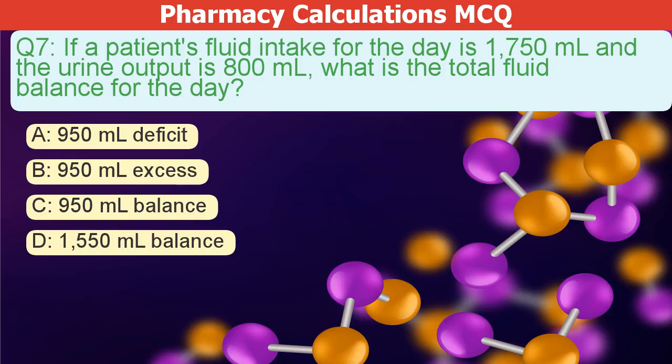A patient's fluid intake is 1750 milliliters, and their urine output is 800 milliliters. What's their total fluid balance for the day? A. 950 milliliters deficit. B. 950 milliliters excess. C. 950 milliliters balance. D. 1550 milliliters balance.